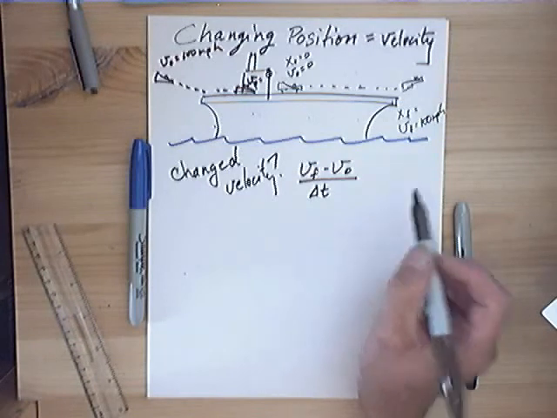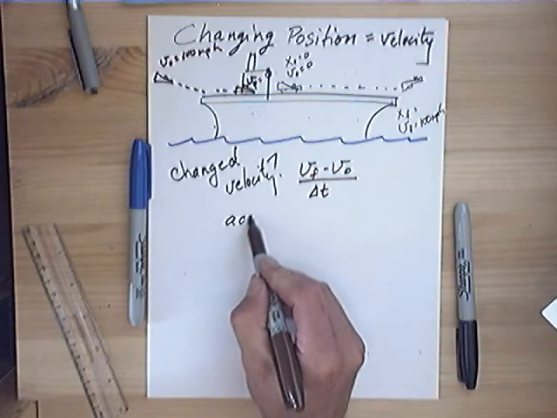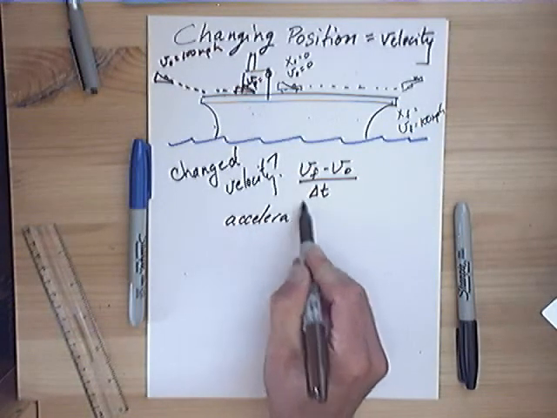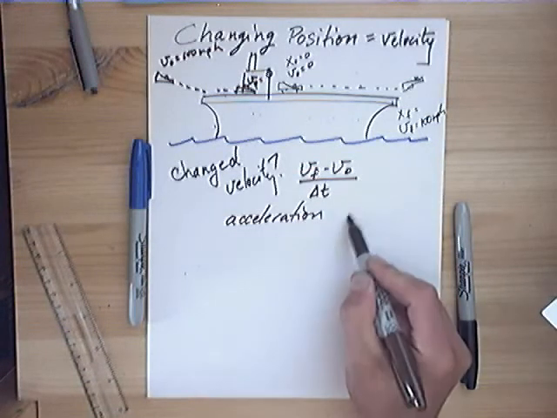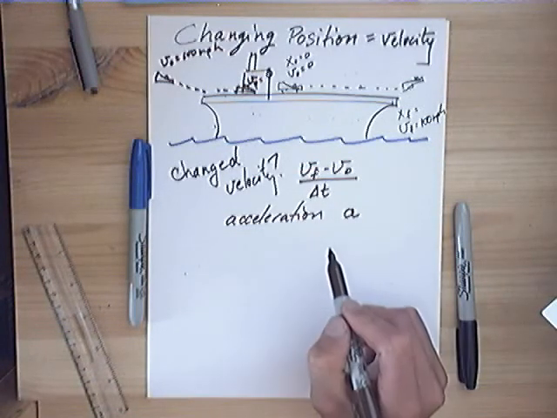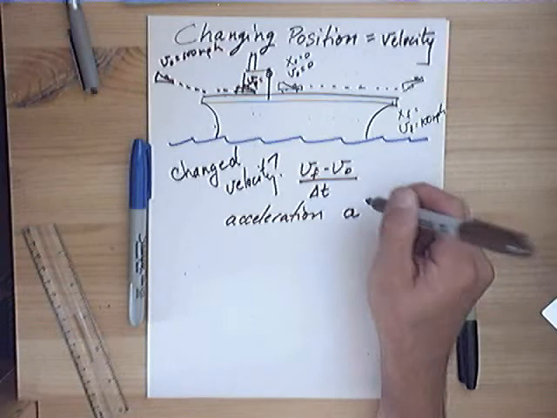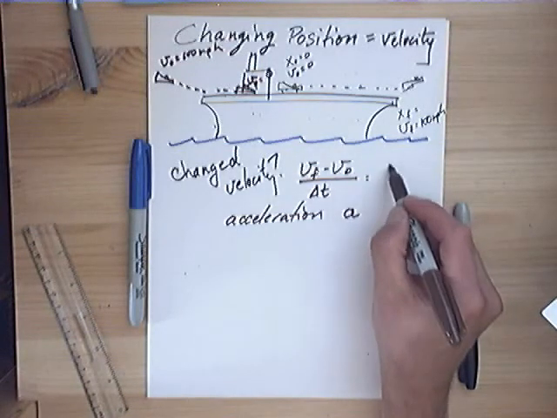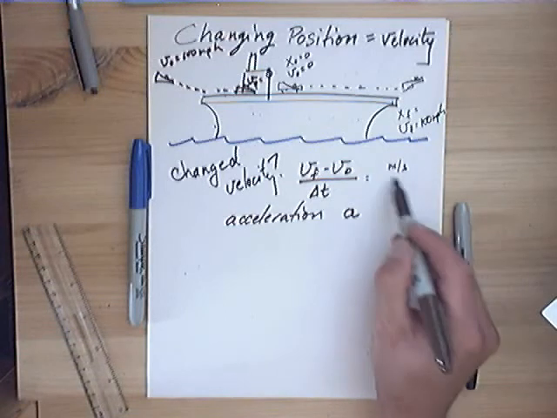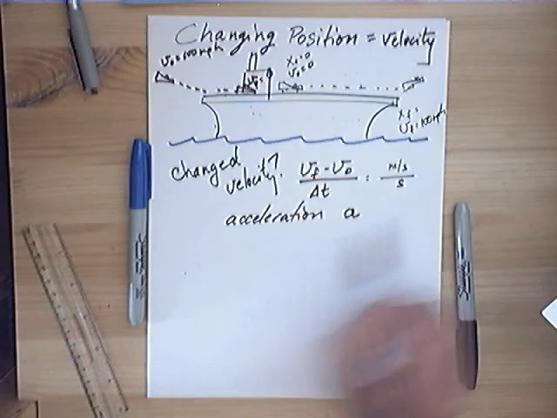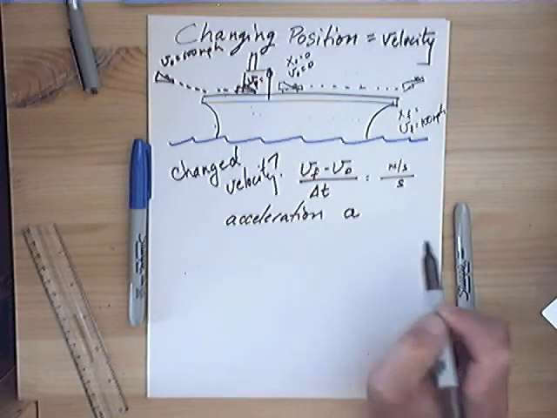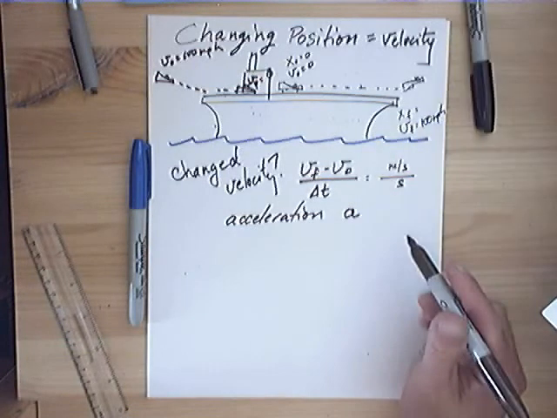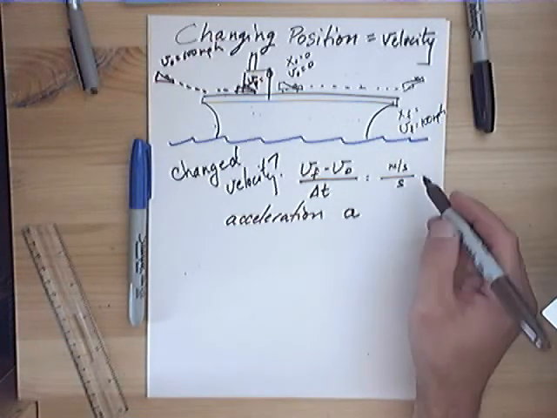This changing of velocity is called acceleration. And we're going to give it the letter A. So, what are its units? I have a changing velocity, so I have meters per second. And how fast? Meters per second per second? Sometimes you'll see it as meters per second squared.